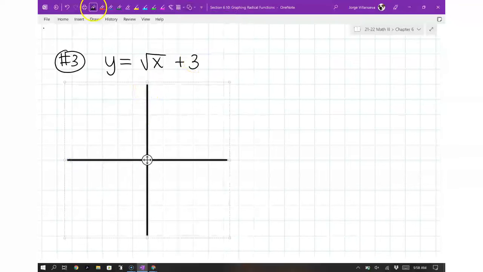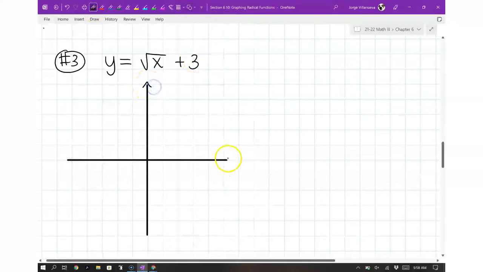I'm making this graph a little bigger on purpose because I noticed there's a +3 at the very end. So I'm going to have to move this thing 3 units. I don't want to say which way yet, but 3 units for sure. So this is 1, 2, 3, 4. 1, 2, 3, 4.